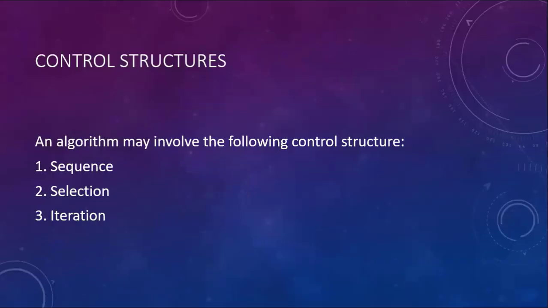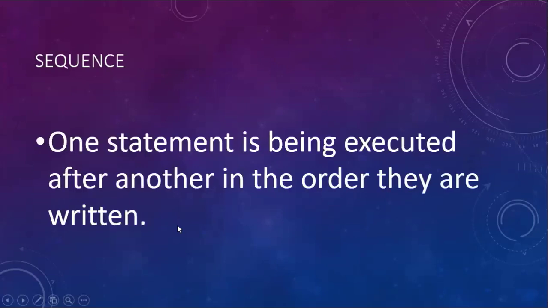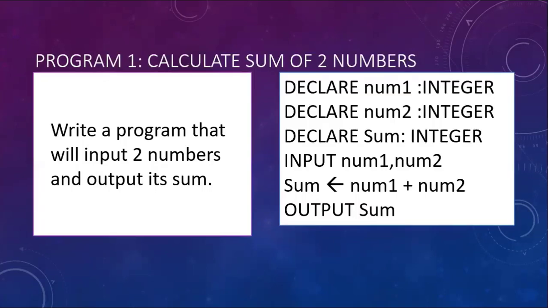Three constructs are used in an algorithm. These are sequence, selection, and iteration. Sequence is statements executed one after the other in the order they are written. You can't miss a step in between.